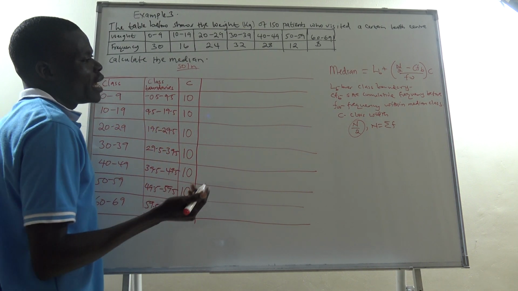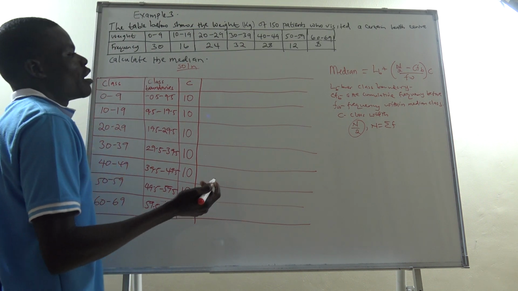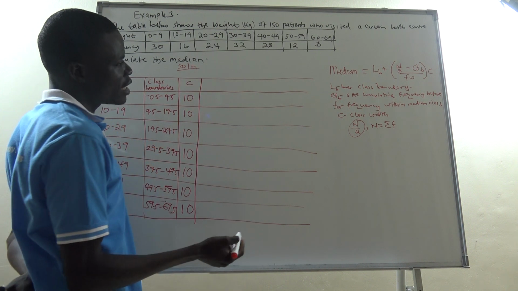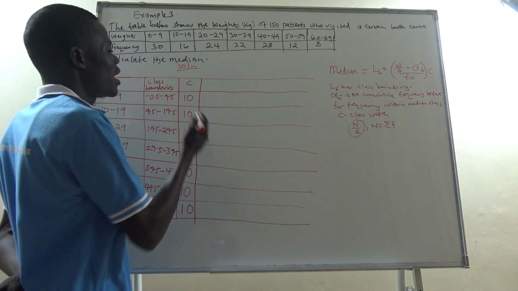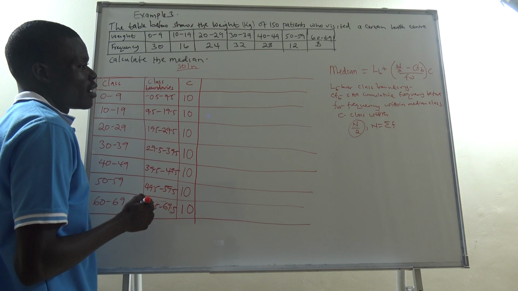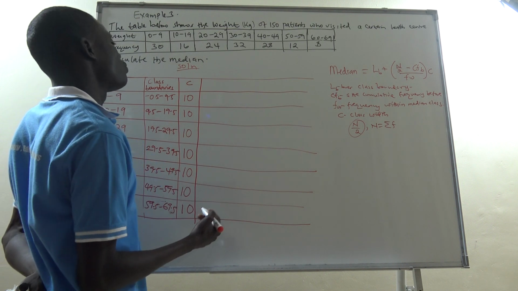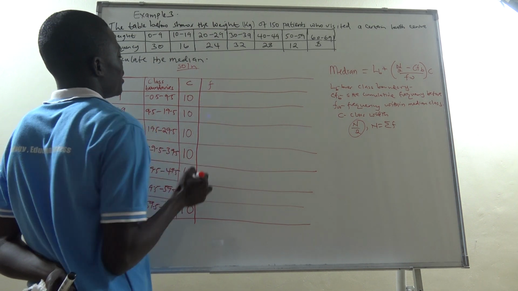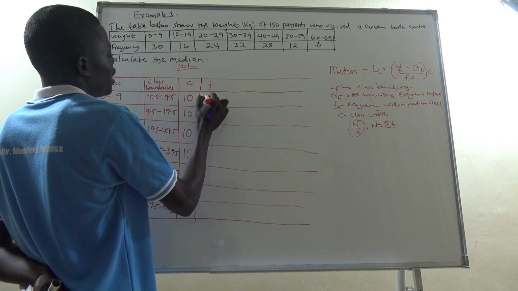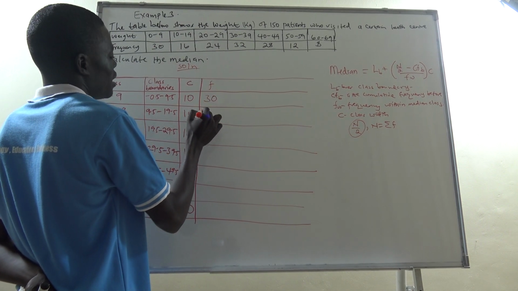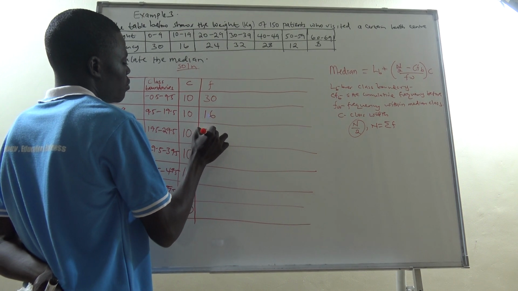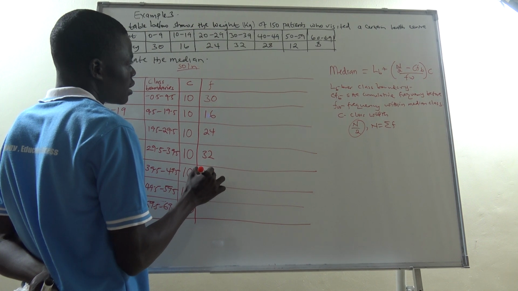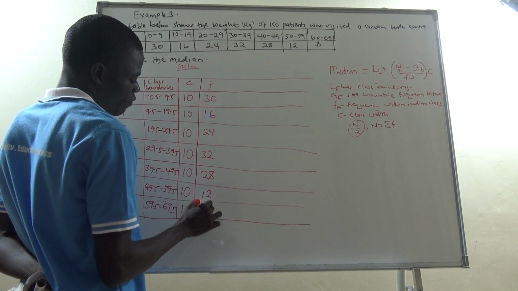So now how many items are we having in our formula? We so far have where we can get the class boundaries, and we have where we can get the class interval, which is the class width. So what we are going to look for next is the column for frequency. And frequency is already given, which I just put as given: 30, 16, 24, 32, 28, 12, and 8.